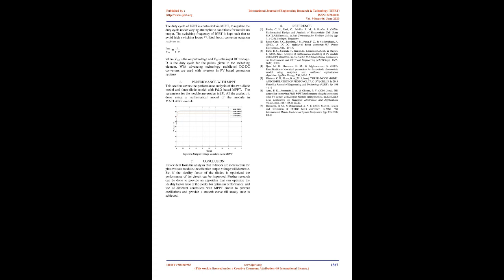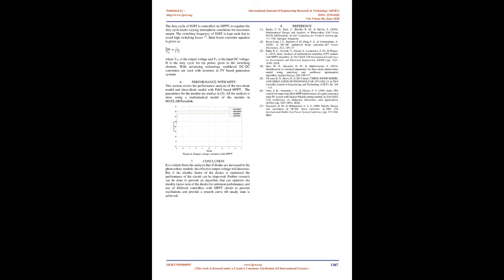The ideal boost converter equation is given as Vout/Vin = 1/(1 − D), where Vout is the output voltage and Vin is the input DC voltage. D is the duty cycle for the pulses given to the switching element. With advancing technology, multilevel DC-DC converters are used with inverters in PV-based generation systems.